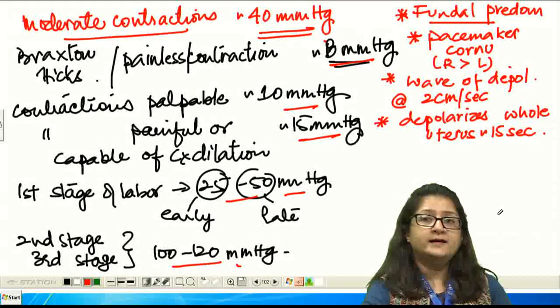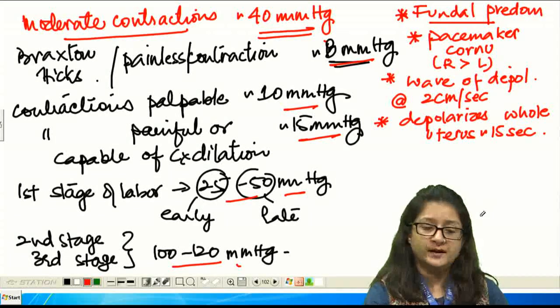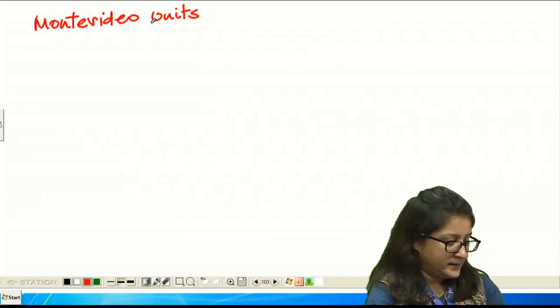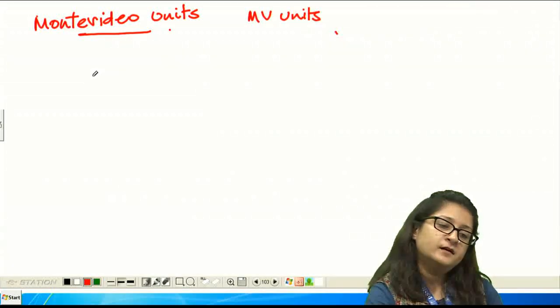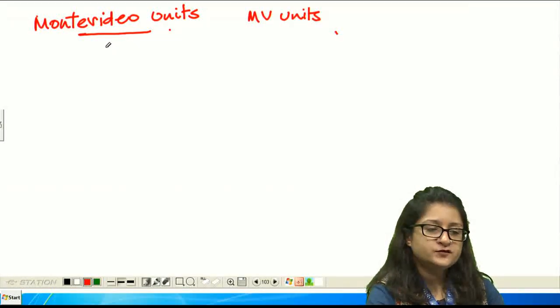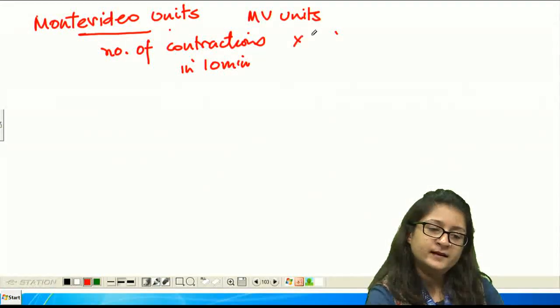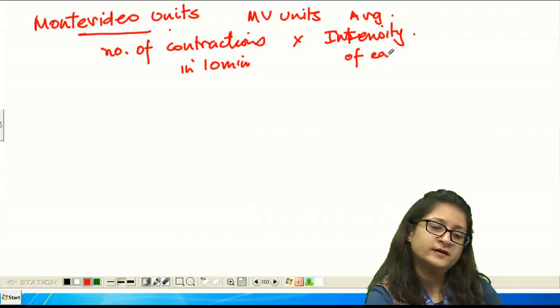Now I told you that the strength of uterine contractions is measured in a unit called Montevideo units. And how is it given? It is given by this formula: the number of contractions in 10 minutes multiplied by the average intensity of each contraction.